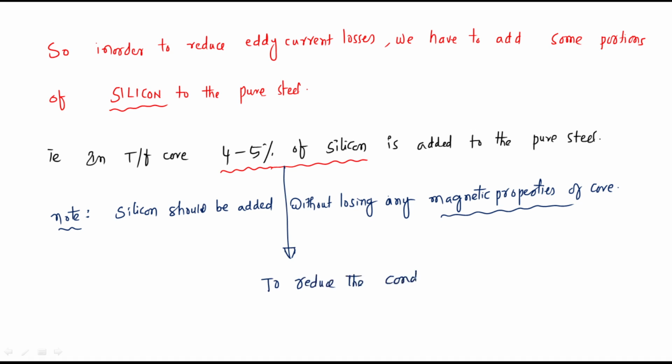So now we have a clear idea why we have to provide some proportion of silicon to the pure steel. If you provide pure steel for the manufacturing of the core, obviously we get more circulating currents, which leads to more eddy current losses. So that's why we provide 4 to 5% of silicon to the pure steel to reduce the conductivity, which in turn reduces the circulating current, which in turn reduces the eddy current losses.